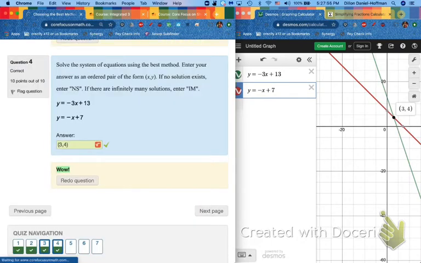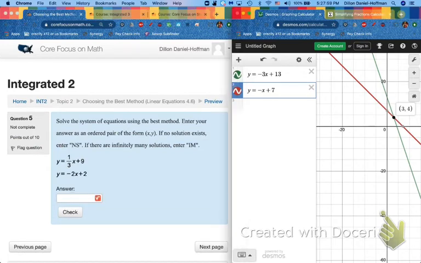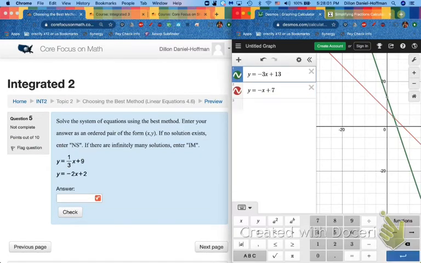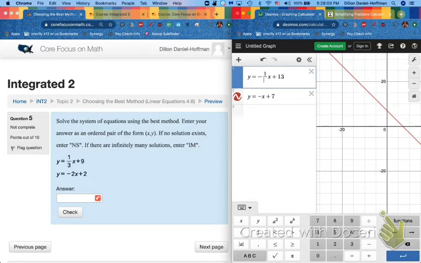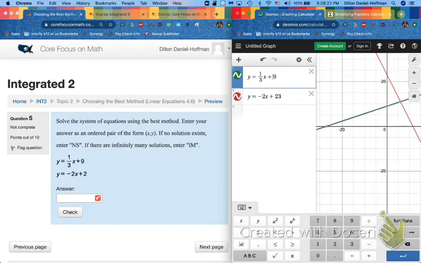Number 5 is another one that they're both in y equals form. If I had my graphing calculator, I would be more likely to recommend tables, but because the table function on this Desmos calculator, you have to manually type them all in, let's just do graphing. And these cross here. Oh, I mistyped something. Oh, that's supposed to be 9. And that's supposed to be 2.